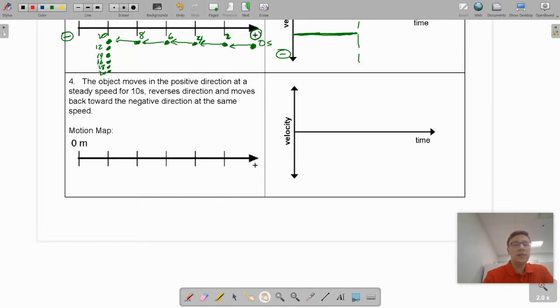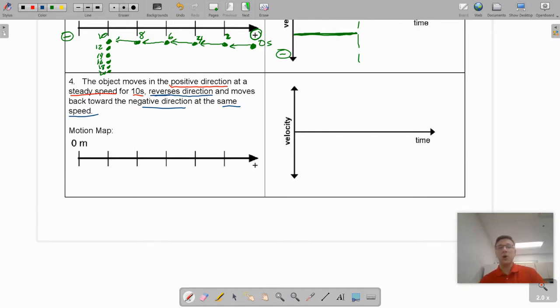It says the object moves in the positive direction at a steady speed for 10 seconds. It then reverses direction and moves back toward the negative direction at the same speed. Okay, so that's key here. It's moving in the opposite direction. It says the same speed. So what that's implying is that when the object is moving forward, let's say at 5 meters per second, when it turns around and reverses directions, it's also going to be moving at 5 meters per second, just in the opposite direction.